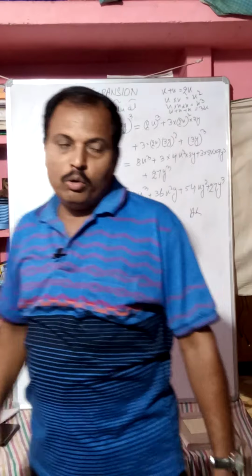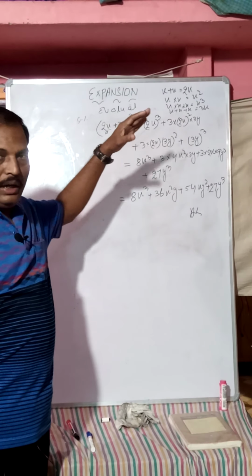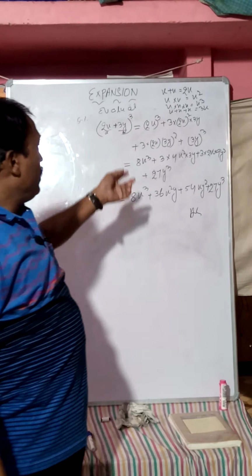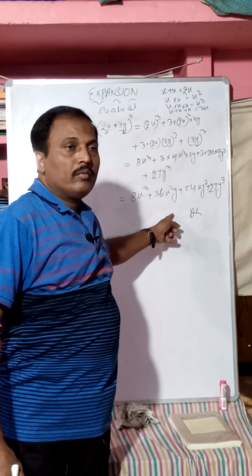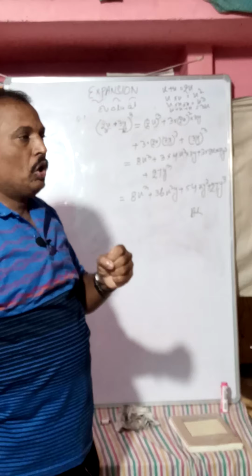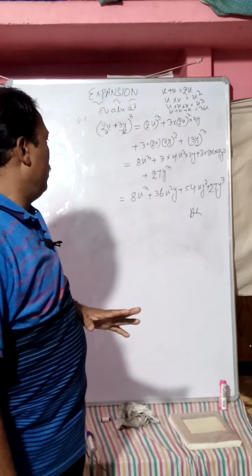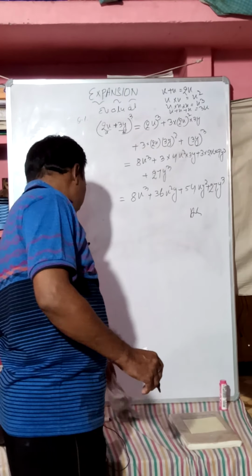A plus b whole cube formula. So first we adopt or implement the formula, then simplify, then we will come to an end which is our answer. Then next question.